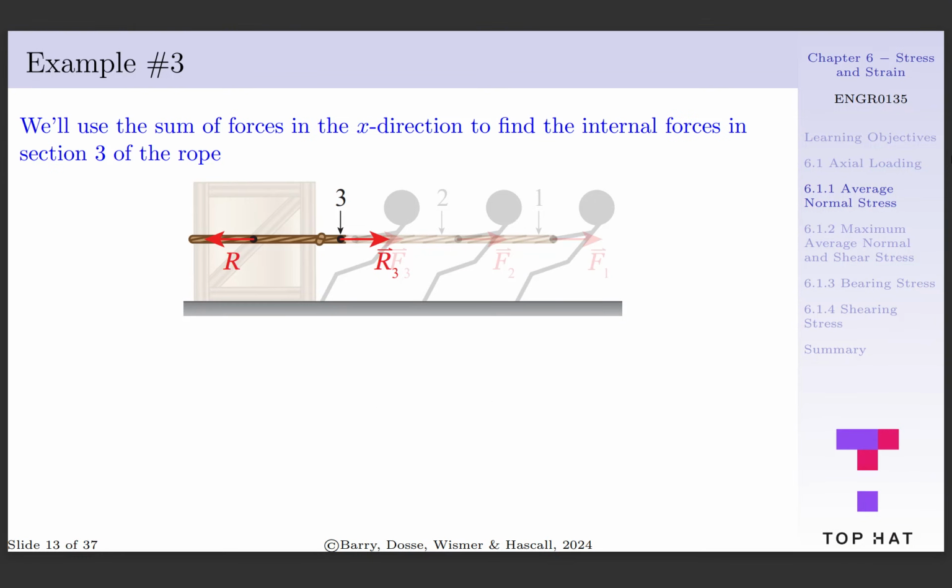We'll break this problem down by doing each section of the rope individually. Drawing a free body diagram of section 3, we can see that R and R3 are acting within the rope. Note that we're not using F3 in this equation because we're concerned with the forces internal to the rope just before the point of application of F3. To find the value of the internal force R3, we can use the sum of forces in the x direction. The forces in the x direction sum to 0, so minus R plus R3 must also equal 0. Rearranging the equation, we see that R3 is equal to R, which is equal to 3.7 kilonewtons.